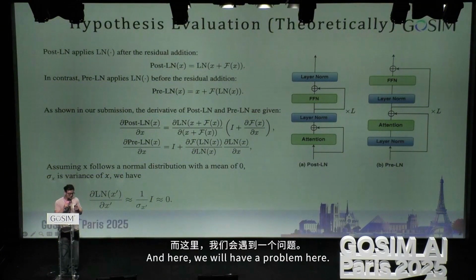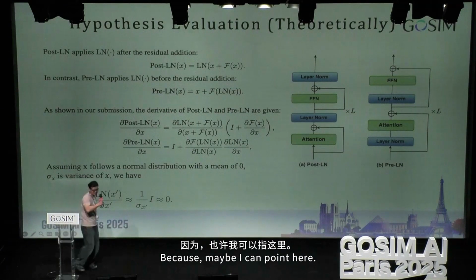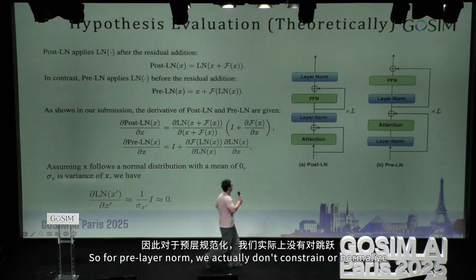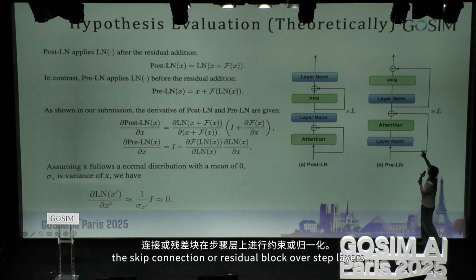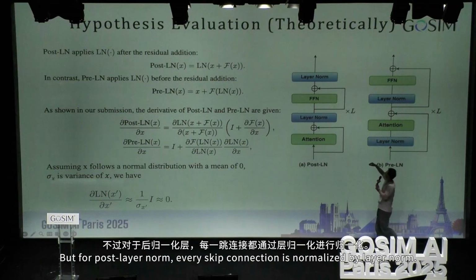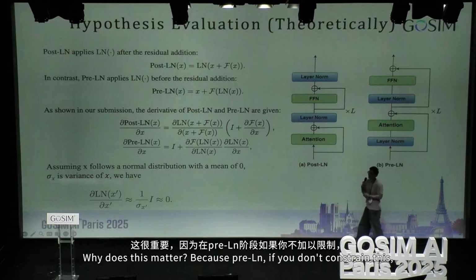And here we will have a problem, because, maybe I can point here. For pre-layer norm, we actually don't constrain or normalize the skip connection or residual block over the layers. But for post-layer norm, every skip connection is normalized by layer norm.